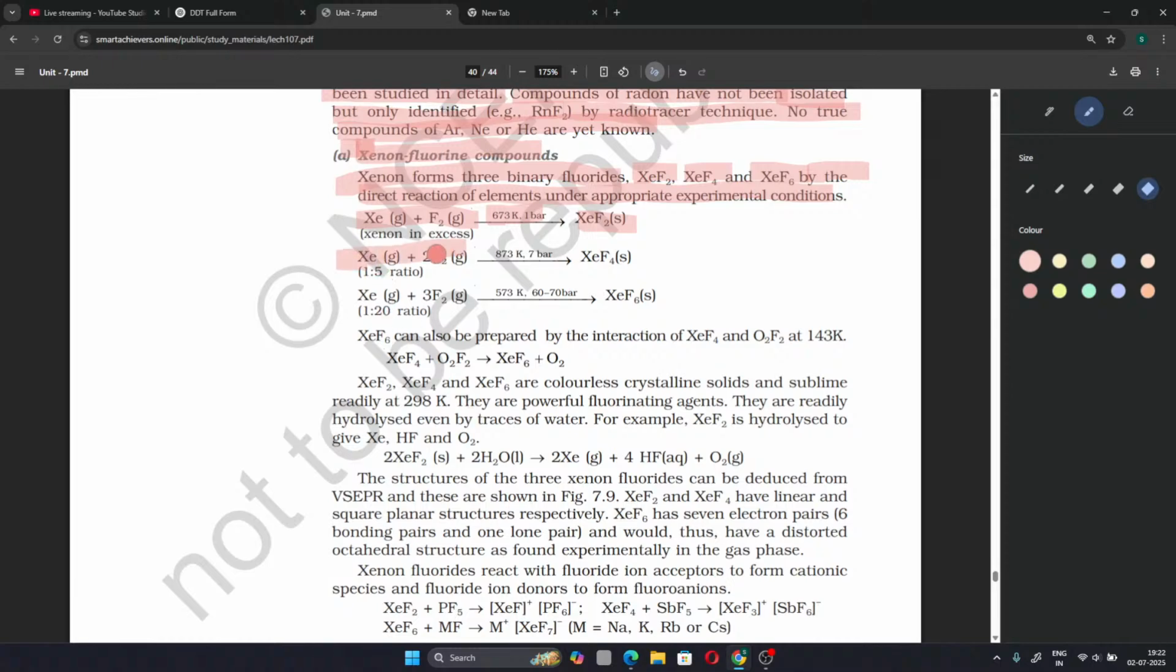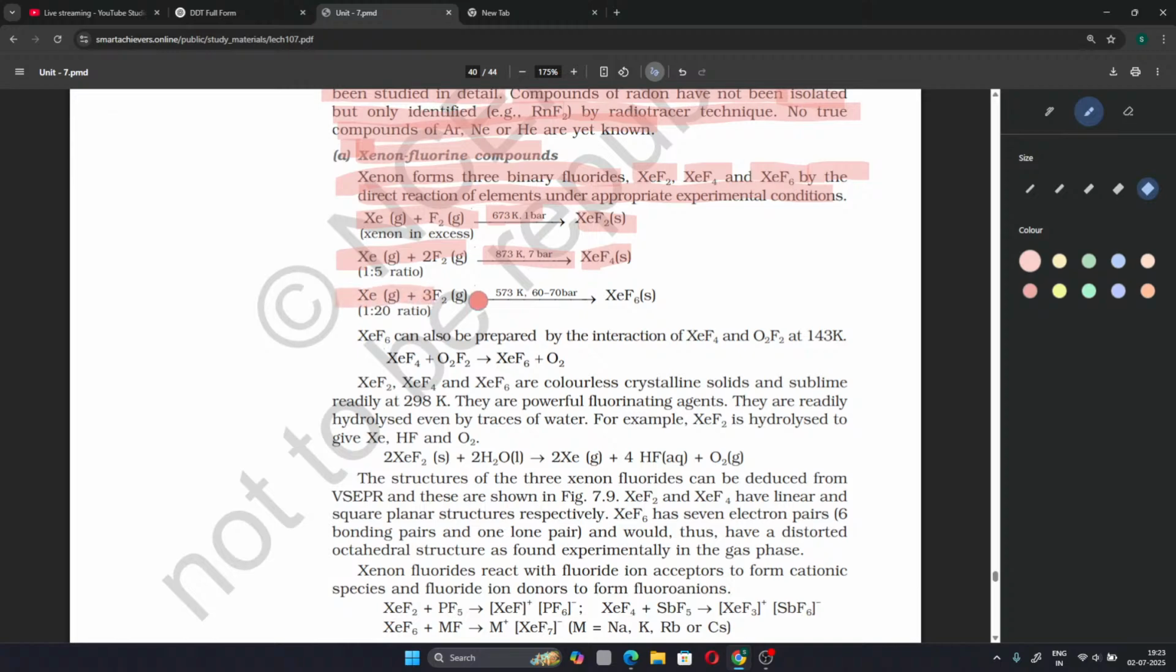And in a 1:5 ratio, with fluorine taken in excess of xenon plus fluorine, at 873 Kelvin and really high pressure, we get xenon tetrafluoride. And in case of a 1:20 ratio, fluorine being in excess, yes, for 1 xenon we take 20 fluorine.